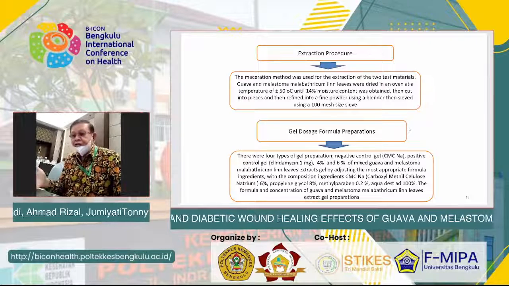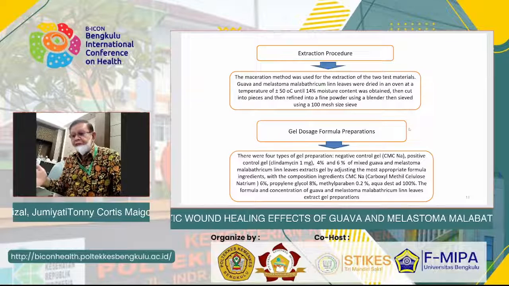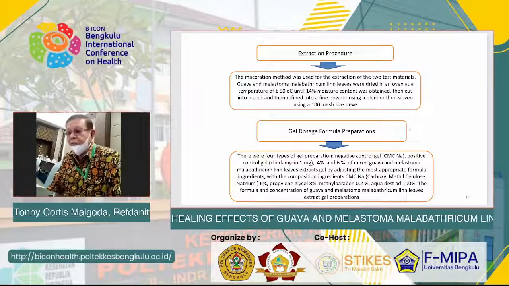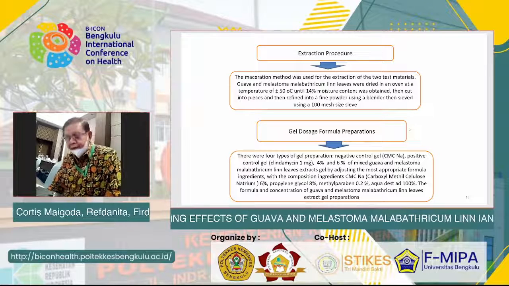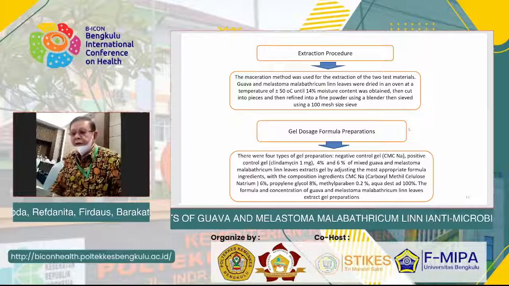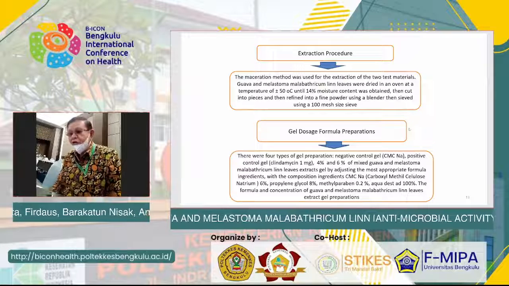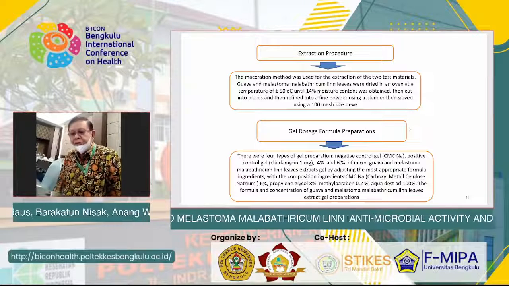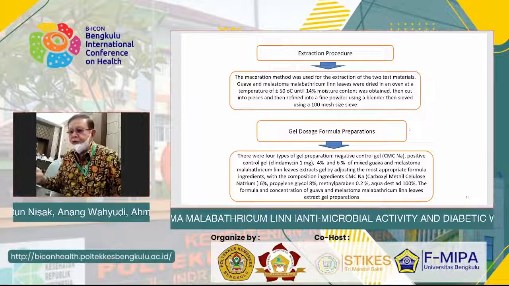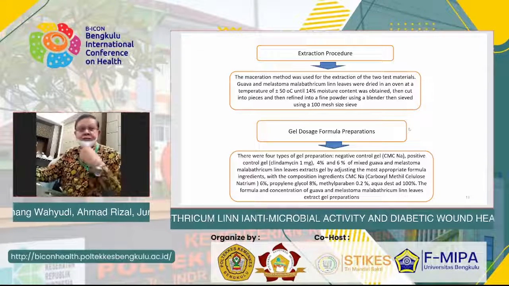This is the extraction procedure. The maceration method was used for the extraction. The two test materials, guava and Melastoma malabathricum Linn leaves, were dried in an oven at a temperature of approximately 50 degrees Celsius until 40% moisture content was obtained. Then they were cut into pieces, then refined into a fine powder using a blender and sieved using a 100 mesh sieve.